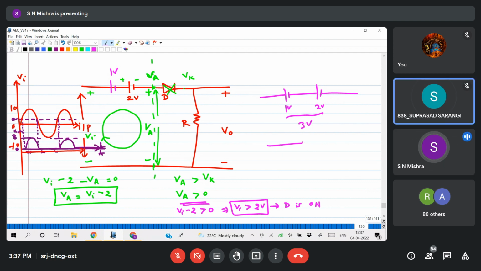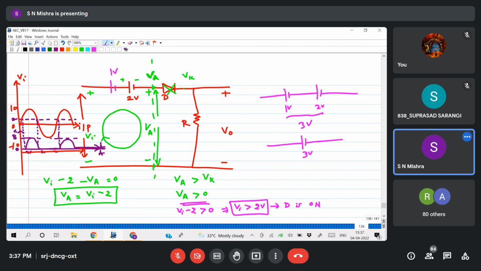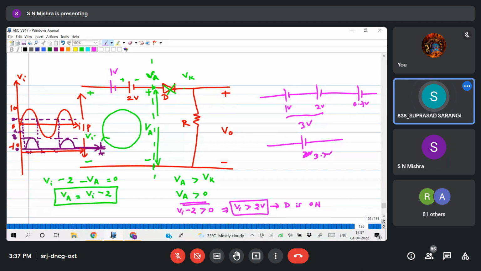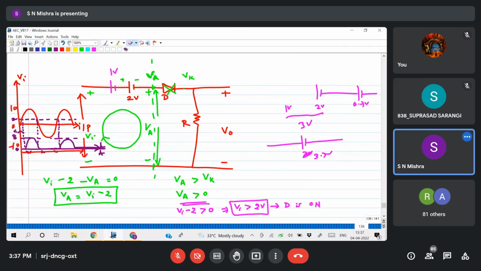Yes, sir. So I can change this one as 3 volt or not. Yes, sir. Now silicon diode means it is again 0.7 volt. So it will be 3.7 volt. Sir, what if we change the polarity? Means first minus, then plus. Opposite means opposite, minus plus. This is minus, this is plus, this is plus, this is minus. So this is actually minus 1 volt.